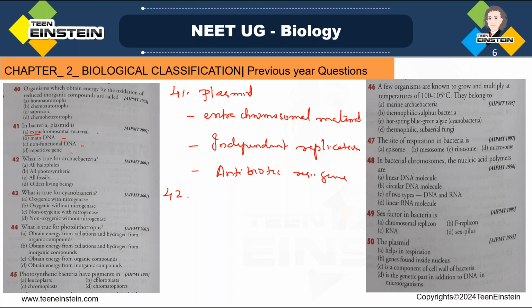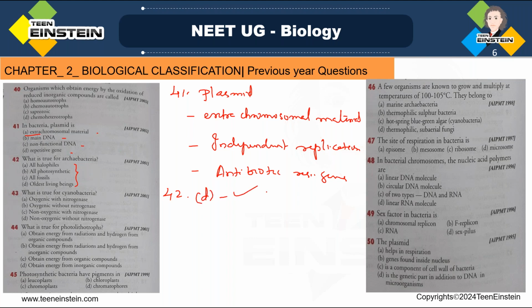Next question number 42. What is true for archaebacteria? They have given four options: all halophiles, all photosynthetic, all fossils, oldest living beings. That is the last option. So option D is the right answer.